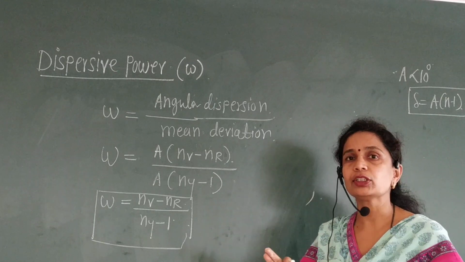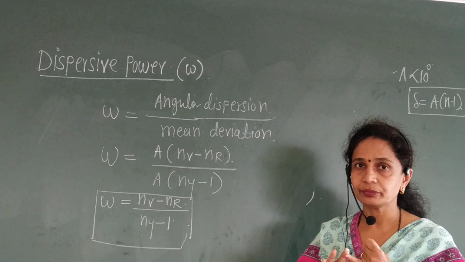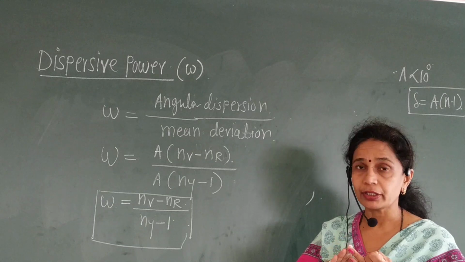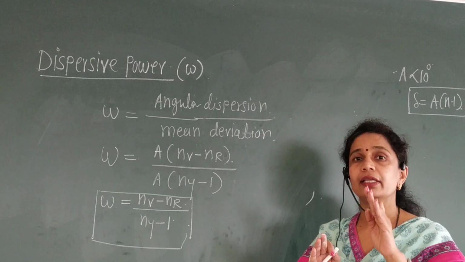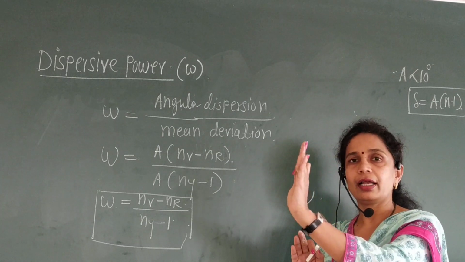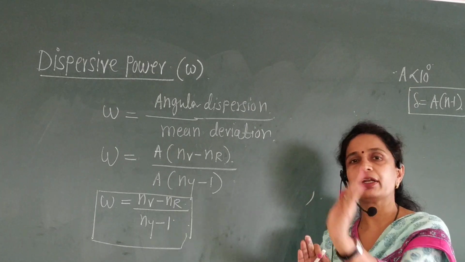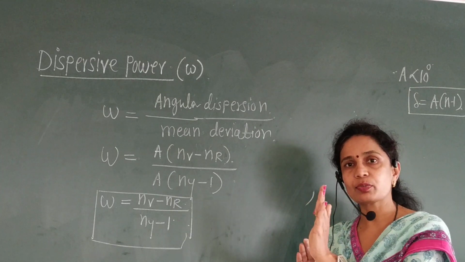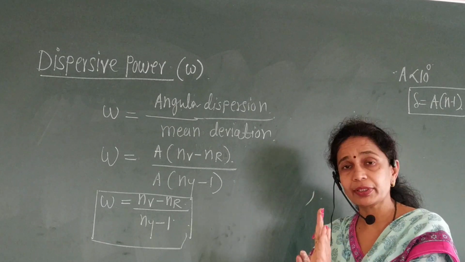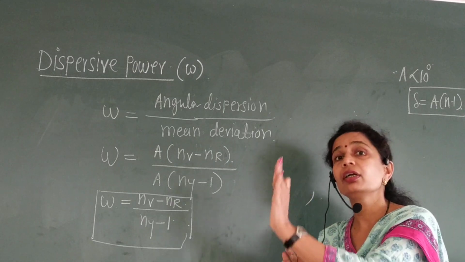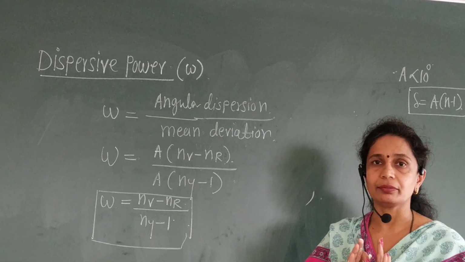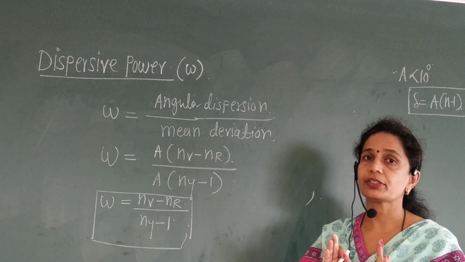Okay? Therefore, all these points are important. Thin prism, the deviation of a thin prism. Then angular dispersion and its expression, then dispersive power and its expression. Define dispersive power and obtain its expression. Define angular dispersion and obtain its expression. Define thin prism and obtain an expression for the deviation of that prism. Okay, therefore all these points are important.